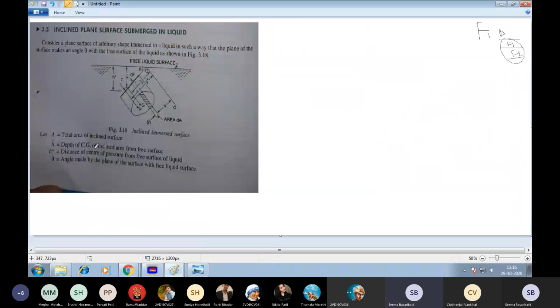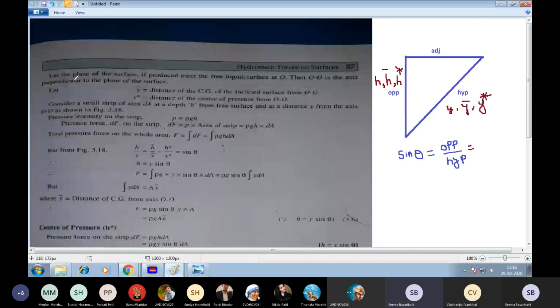Now, h bar is as usual, I have explained. Theta is the angle made by the plane of the surface with the free liquid surface. So this is the angle theta made by this surface. Next, this is the OO axis.